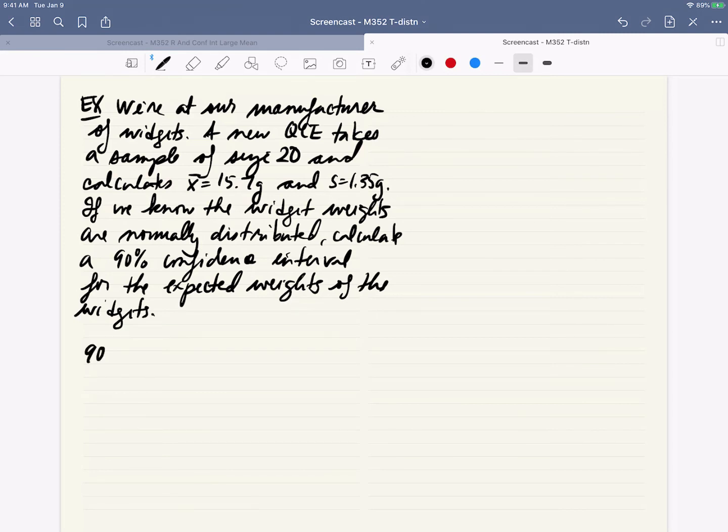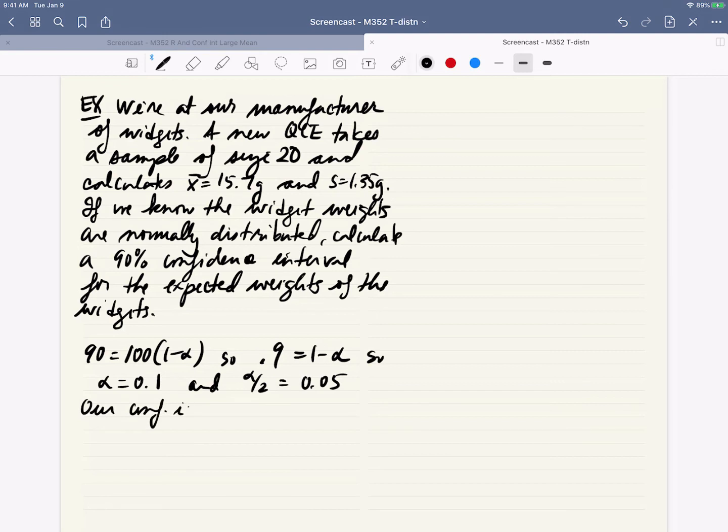First we'll figure out what's the alpha value that goes along with 90. Well, 90 equals 100 times 1 minus alpha. Divide both sides by 100, and we get 0.9 equals 1 minus alpha. So alpha is clearly 0.1. And then we'll use alpha over 2. That's 0.05.